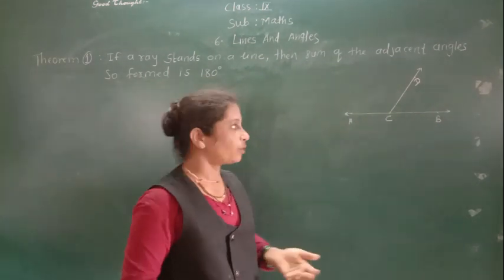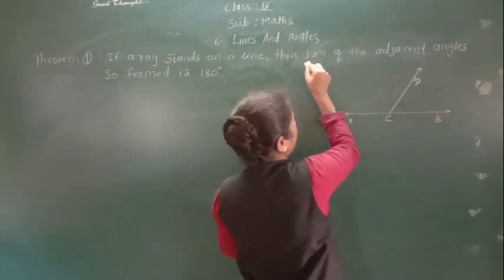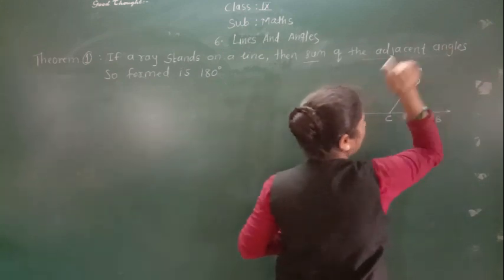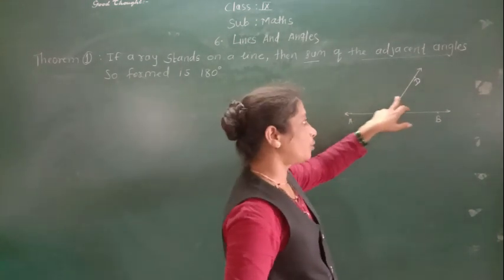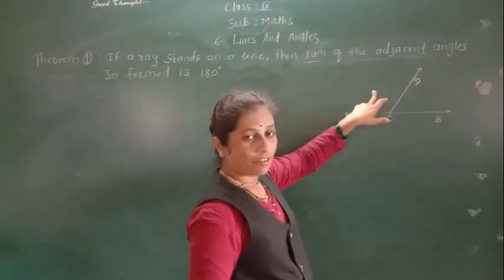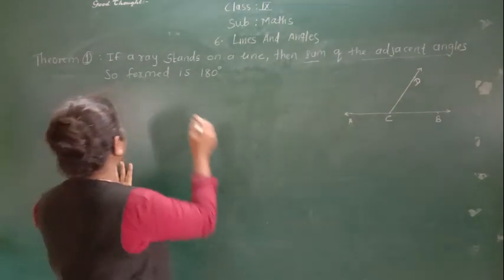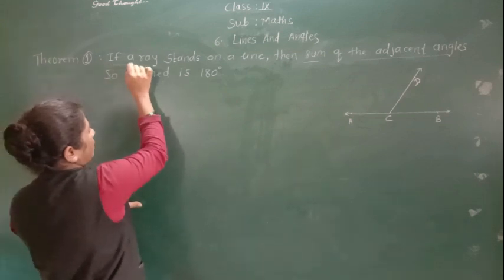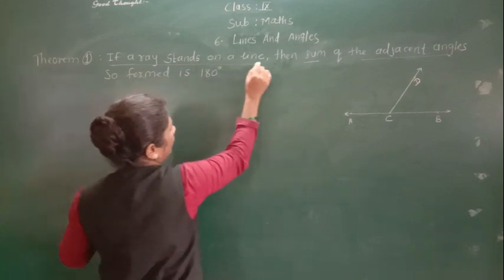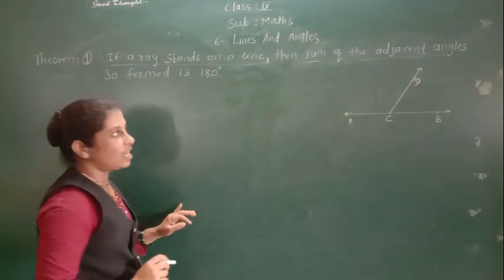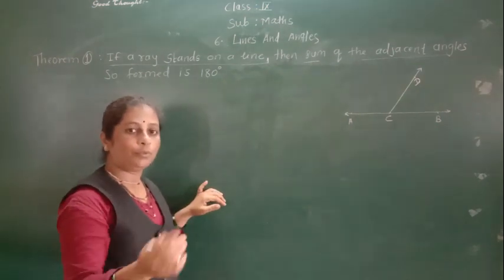So what we have to prove? We have to prove that angle ACD plus angle BCD, the sum of the adjacent angles, is 180 degrees. Understood everyone? So what is the given? If the statement is in if-then form, then from the if up till then it is given for us, and from then to the end we have to prove.